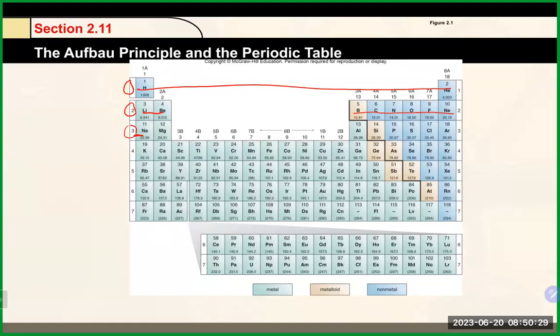If we wanted to go to chlorine, that would be 1s2 across, 2s2, 2p6, 3s2, and then 3p, 1, 2, 3, 4, and 5. And you can just count it off as well.